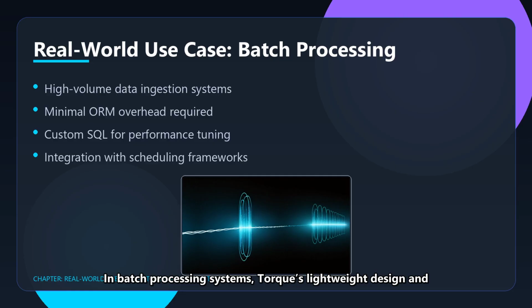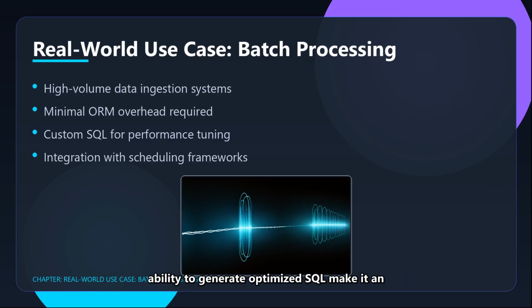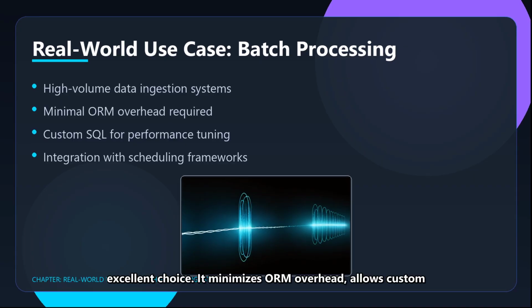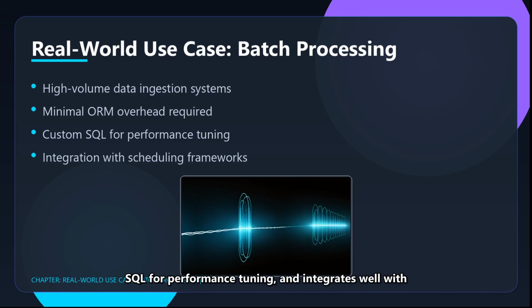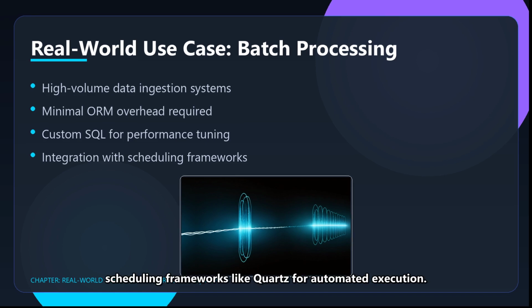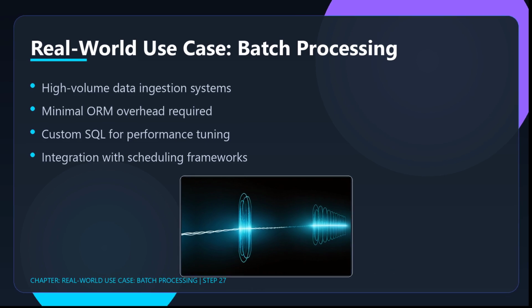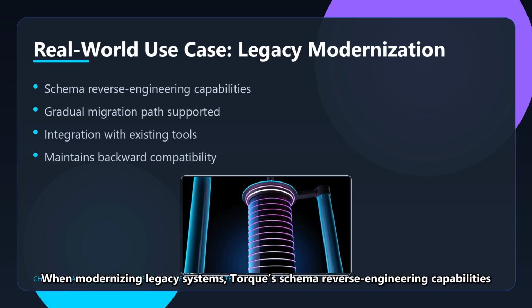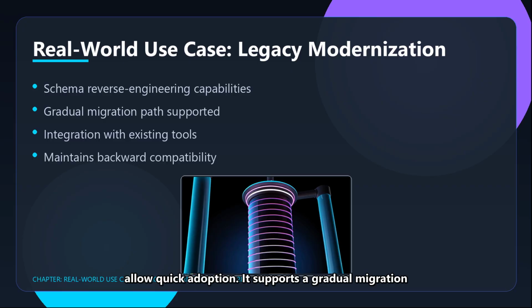In batch processing systems, Torque's lightweight design and ability to generate optimized SQL make it an excellent choice. It minimizes ORM overhead, allows custom SQL for performance tuning, and integrates well with scheduling frameworks like Quartz for automated execution. When modernizing legacy systems, Torque's schema reverse engineering capabilities allow quick adoption.